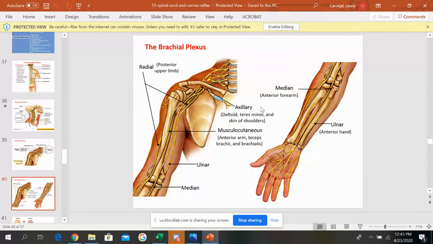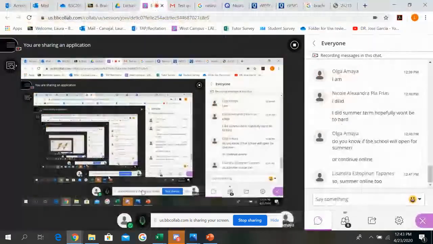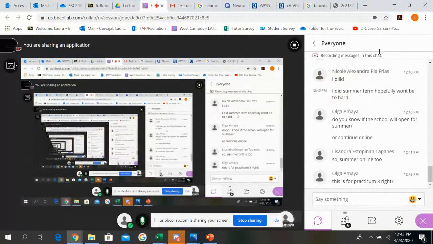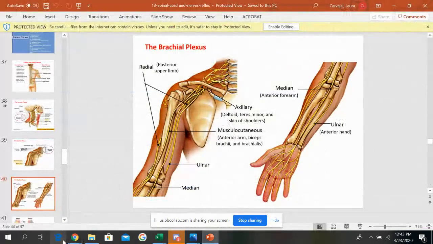So real quick, you guys need to know all of the plexuses and the nerves that are most important. So these nerves that are denoted here, the ulnar and the radial nerve. This information can be found in the chapter 13 PowerPoint. Yes, this is for Practicum 3. There are going to be some questions about the plexuses here.